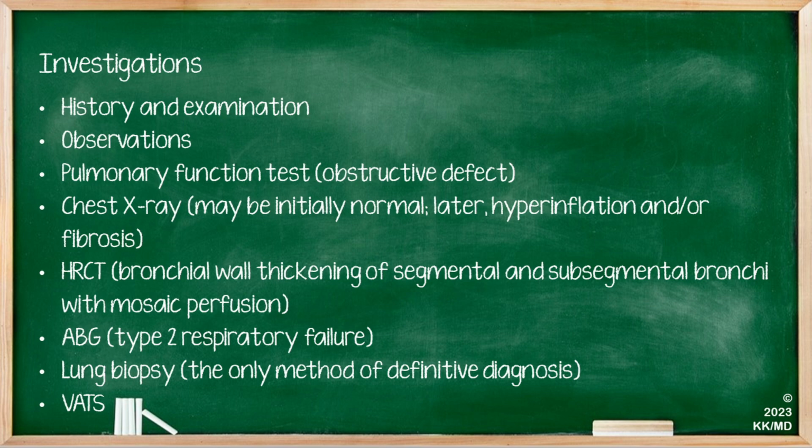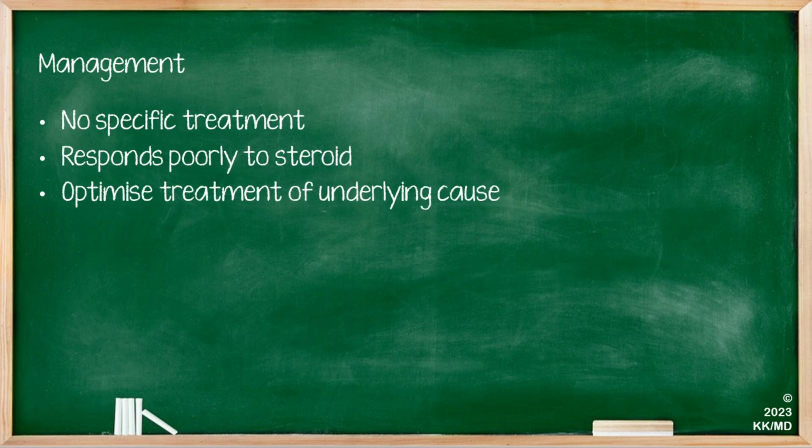Lung biopsy is the only method of having a definitive diagnosis, as it will allow you to look at the tissue. If that is not possible, cases can be considered for referral to tertiary centers for consideration of VATS, or video-assisted thoracoscopy. The management of bronchiolitis obliterans is really quite non-specific, unfortunately, as the prognosis is really poor and there's not really a single drug that can treat the condition.